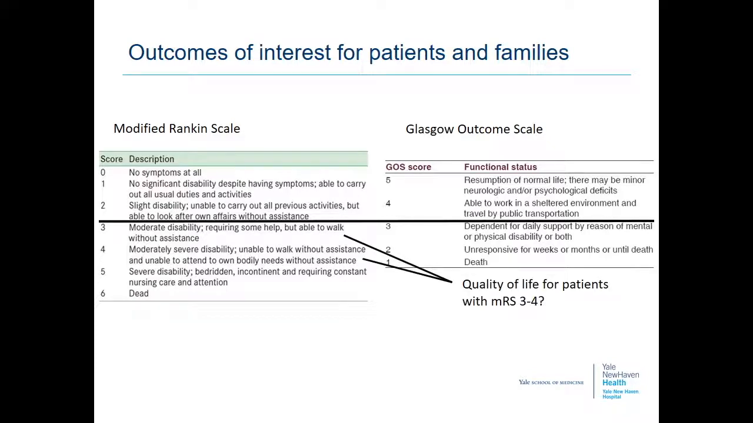But looking at the modified Rankin scale, you can see that for those immediately below that line, with a modified Rankin scale of 3 and 4, it's possible that folks may have that particular score but still have what they personally consider to be a reasonable quality of life. And trying to navigate these sorts of discussions and value judgments with families is critically important when discussing prognosis.